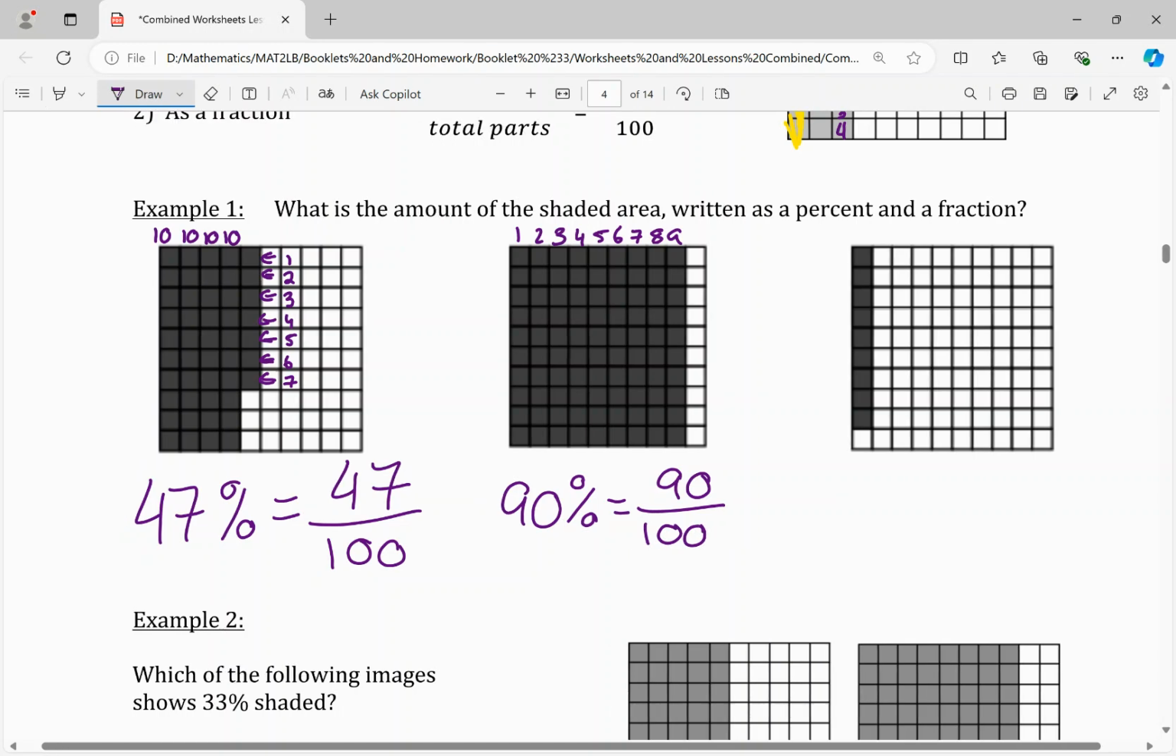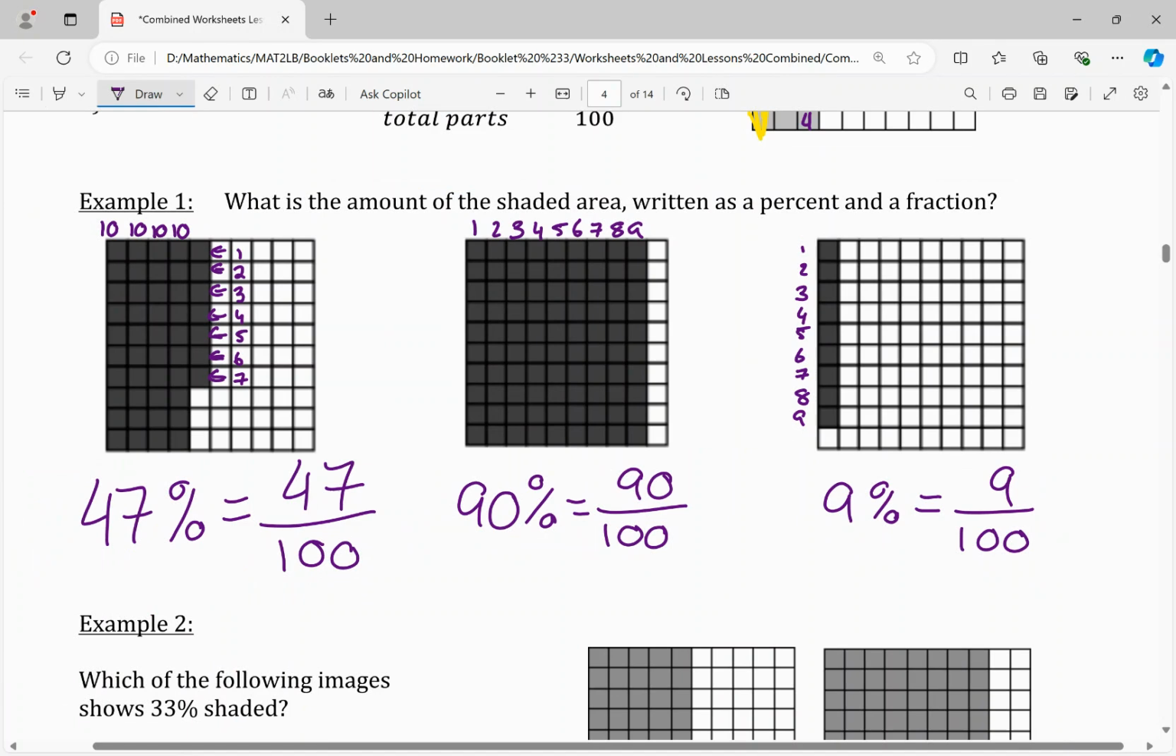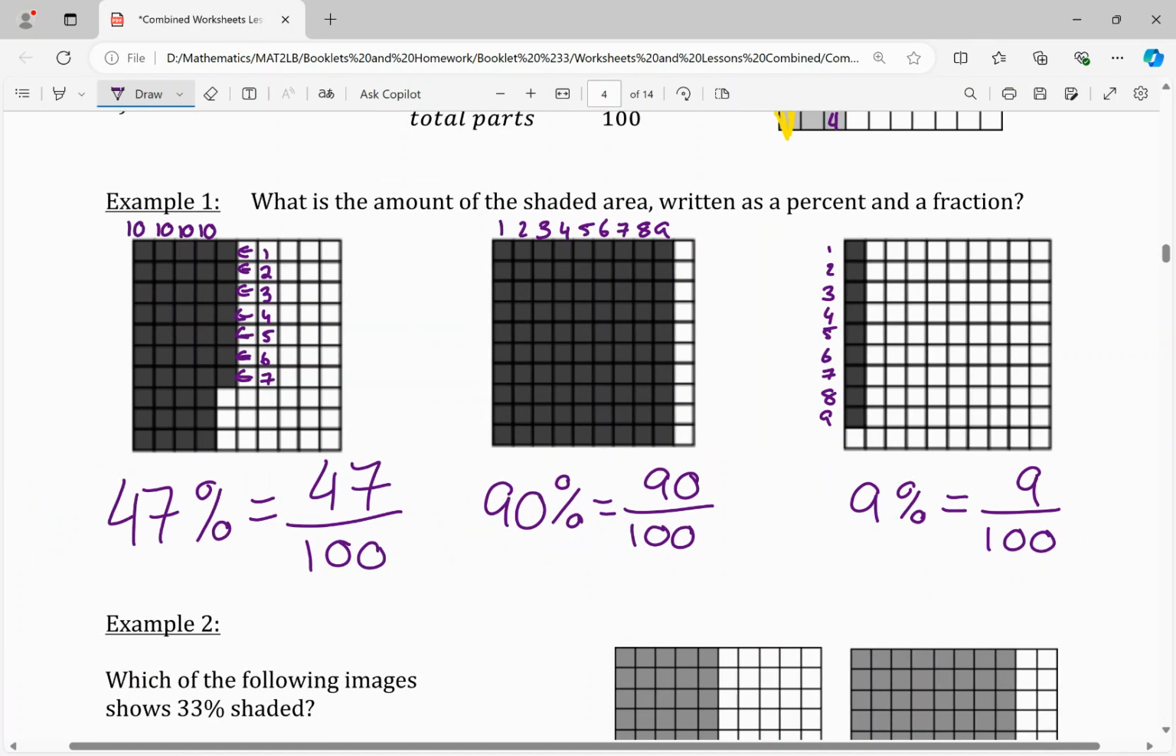The final question has just less than 10, right? We have 1, 2, 3, 4, 5, 6, 7, 8, 9 blocks shaded in. That's not very many. That's a pretty small amount of the entire grid. Only 9%. This can be written as 9 out of 100. So you can visualize in these 3 examples how a small amount of shaded area gives us a small number, and a large amount of shaded area gives us a larger number, such as 90%.